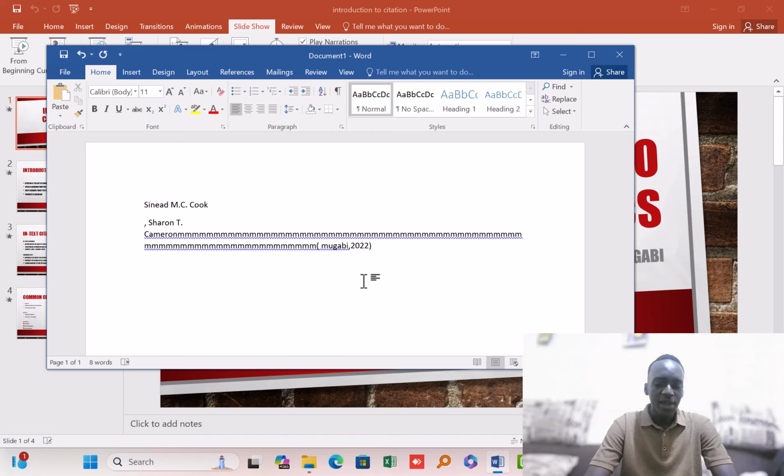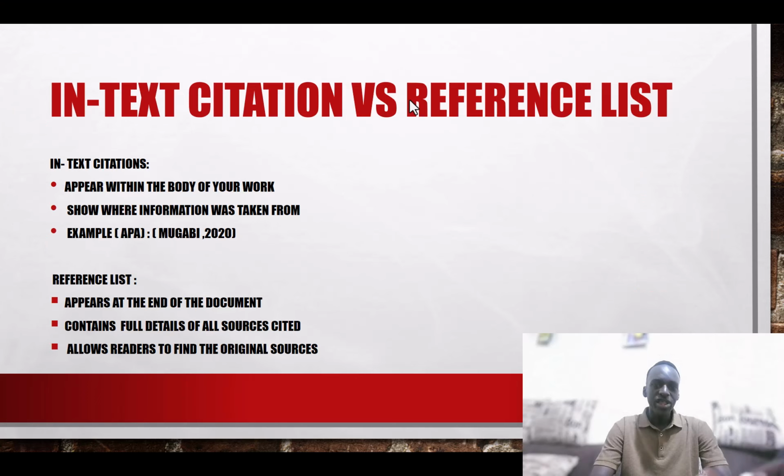But for the reference list, you always come here and type reference list. Then you go right away and put all the information about the people that you are citing. So that is more to the reference list and the in-text citation.